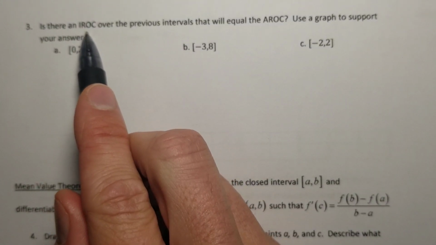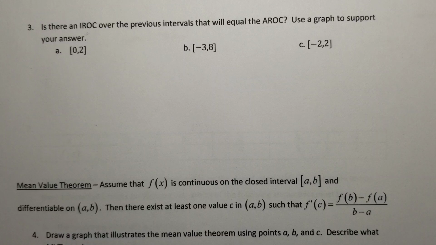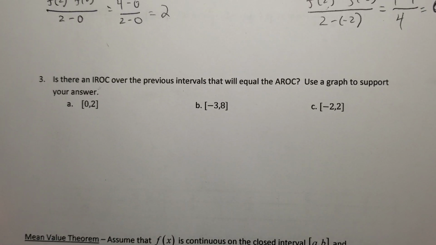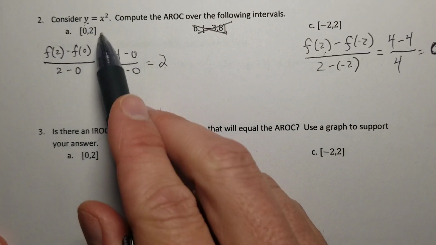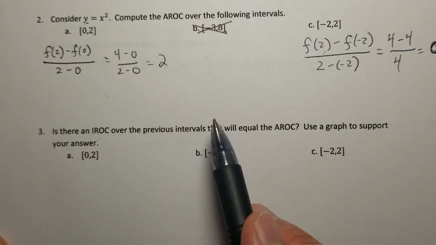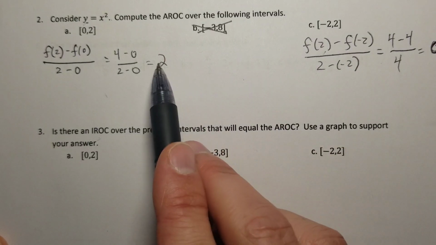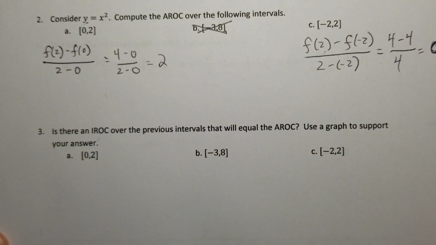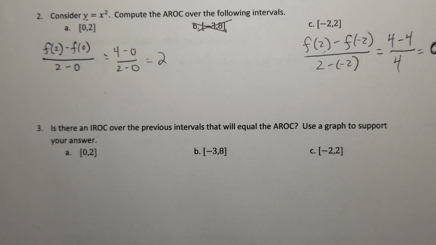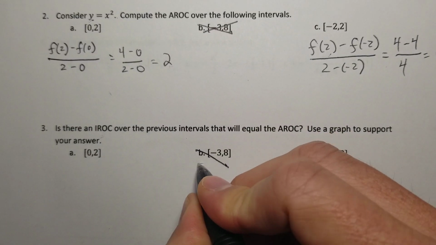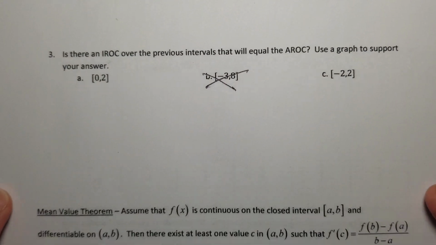Think derivative, IROC, over the previous intervals, that will equal the average rate of change. So I'm going to see if there is a derivative of our function that is going to equal what the average rate of change is. Okay, and then we'll do the graph part here in just a second. Again, since we didn't do b up above, we're not going to do b down here.